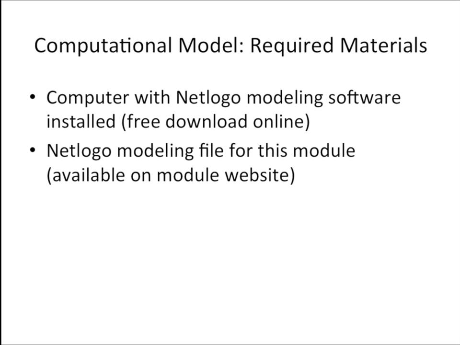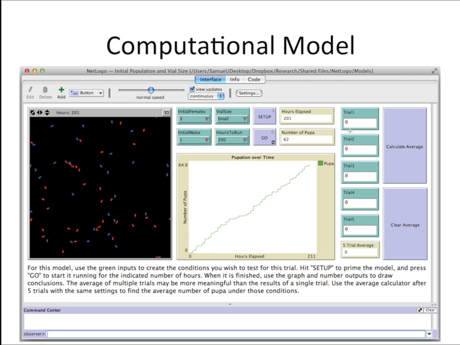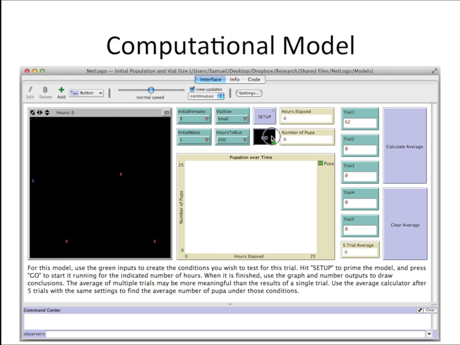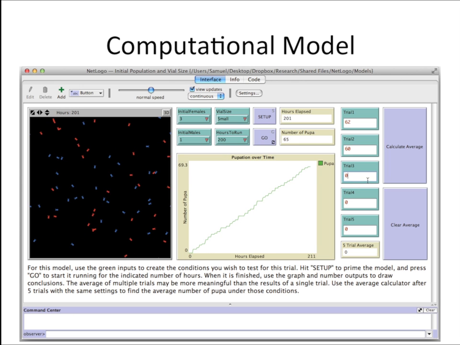The computational model, just like in the rest of them, you have to have NetLogo installed and you have to have our file. So here you have the computational model for Module 3, examining the importance of available space. So this one's going to have 3 initial females, and you're going to set it up with a small vial at first. Set it up, run it. Just like with all the earlier models, you're going to have that average section on the right where you input your data for the first 5 trials using the small vial.